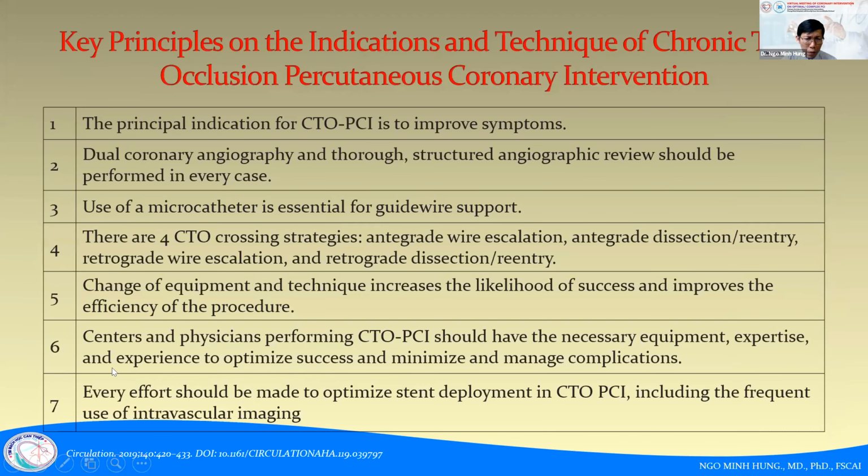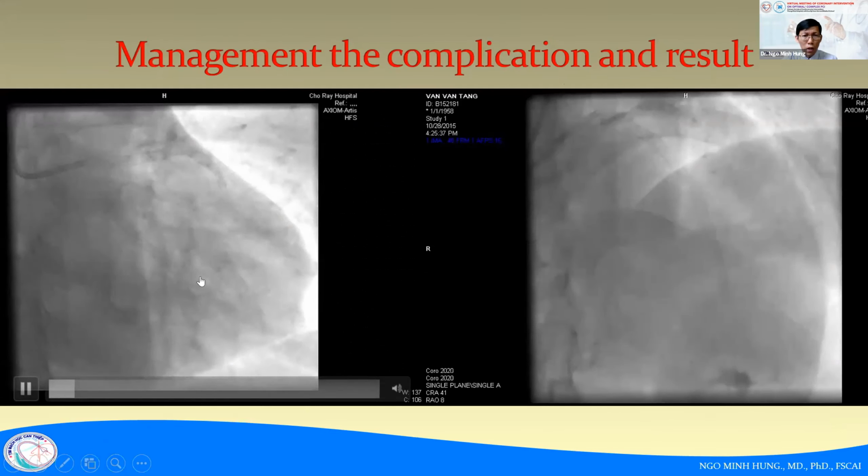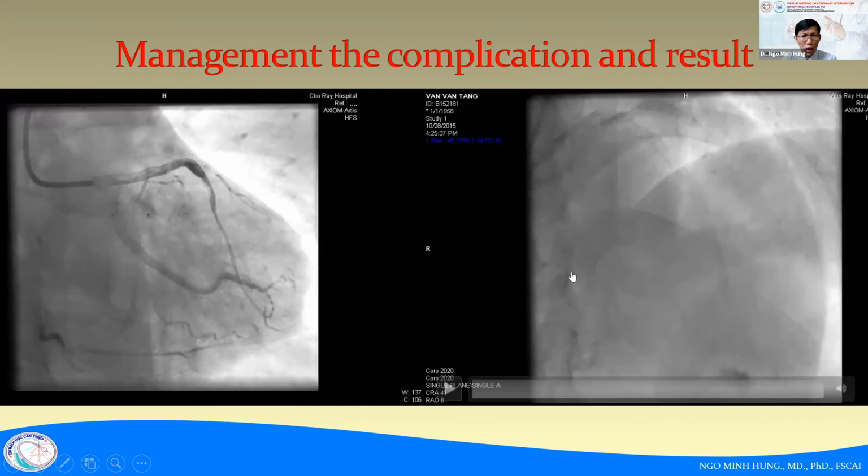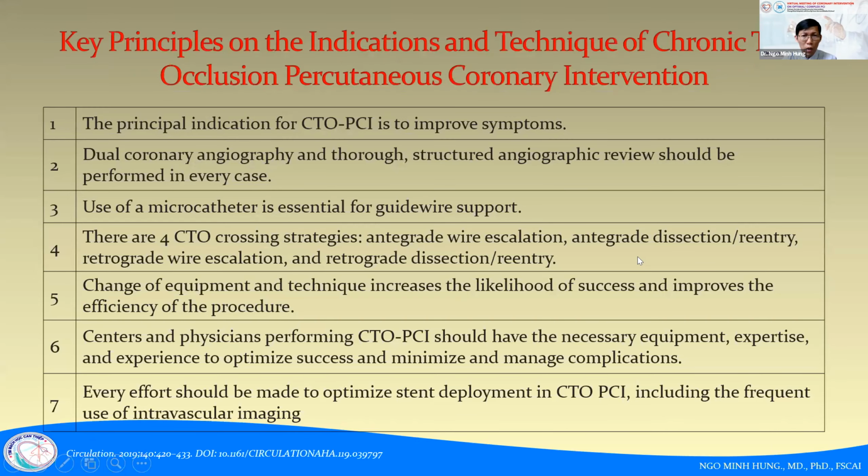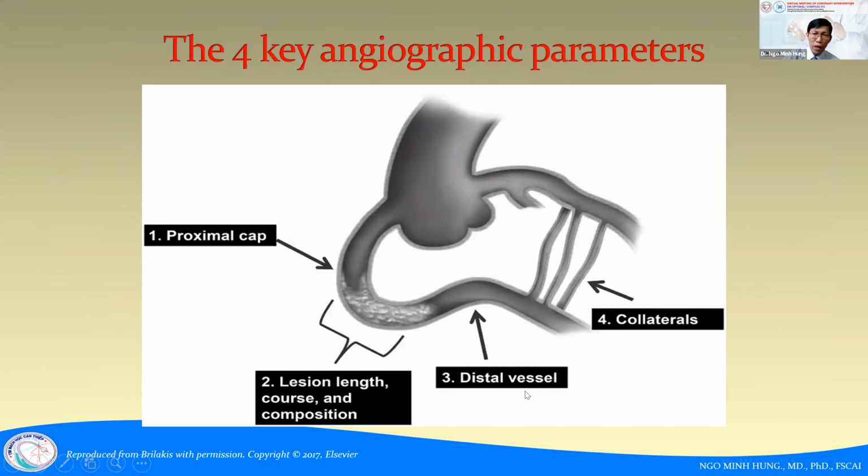And every effort should be made to optimize stent deployment in CTO PCI, including the frequent use of intravascular imaging. So with the last case like this, if I had used IVUS, maybe I would have escaped from the rupture of the vessel. Anyway, we went through the complication without any consequence.